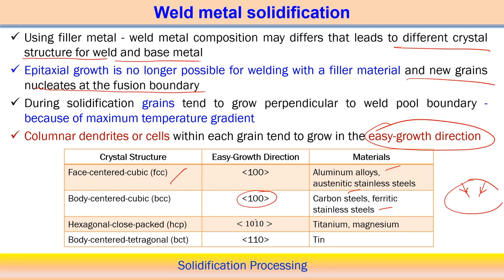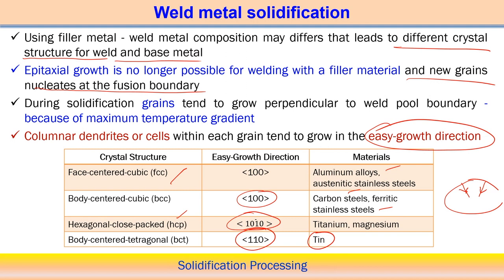Similarly, in the hexagonal close-packed (HCP) structure, the easy growth direction is the 10-10 direction. You can observe titanium and magnesium trying to follow this direction. But in the body-centered tetragonal (BCT) structure, such as tin, the easy growth direction is actually 110.